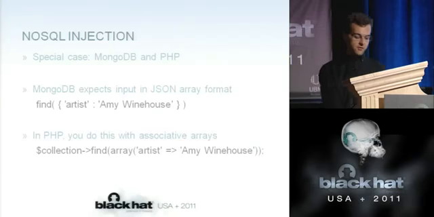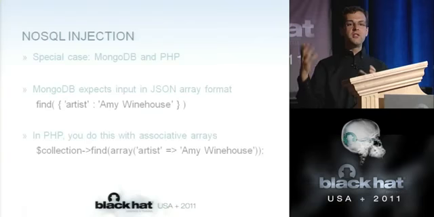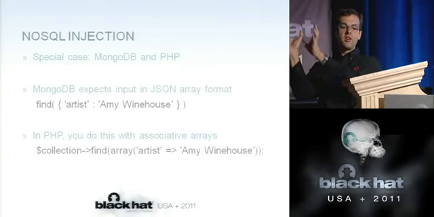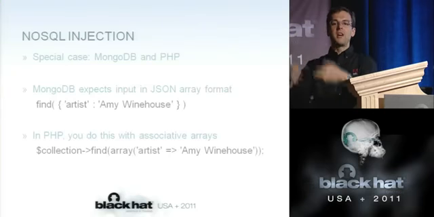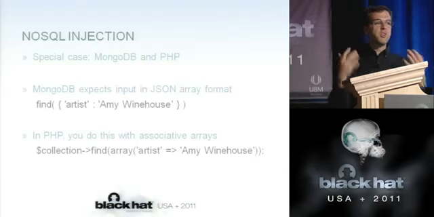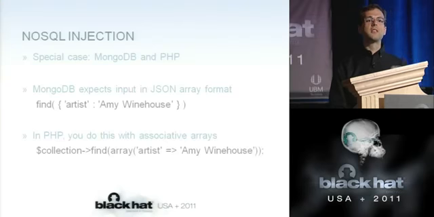And the way you do it in PHP is you make an associative array. So right here, you use the array method. You instantiate a new array, and you say the key of this array is artist, and the value is Amy Winehouse. And it creates this associative array that gets passed to the database and executed. Great. This works really, really well, and this is generally pretty secure against injection attacks. It's kind of like a parameterized query in a way. Very cool.